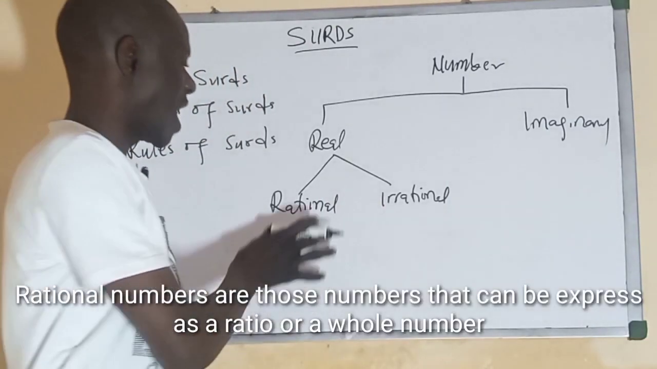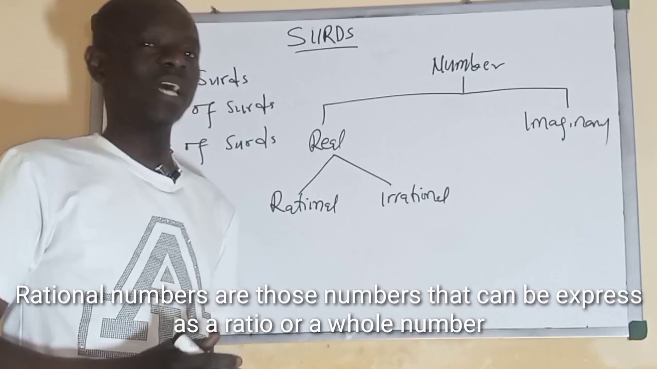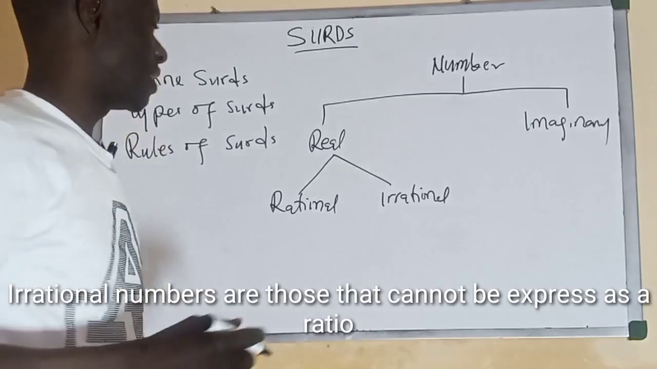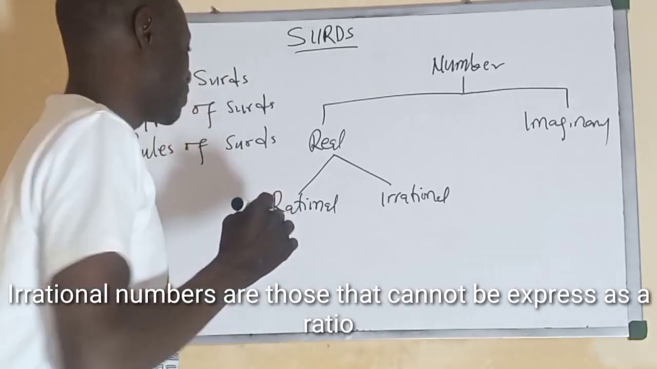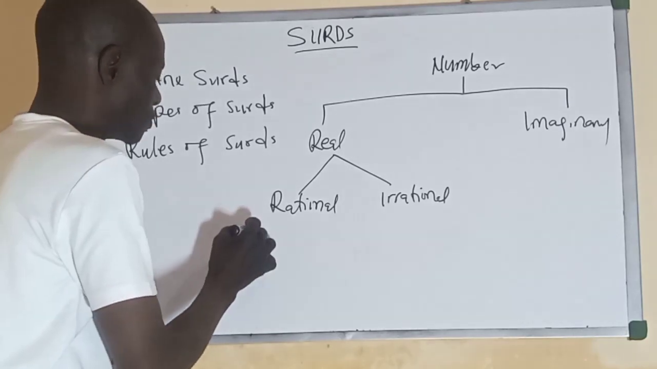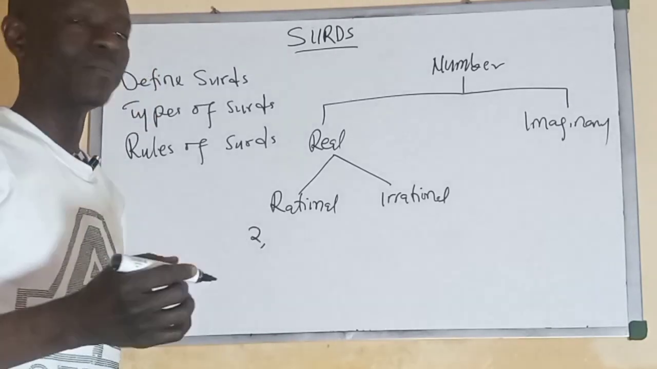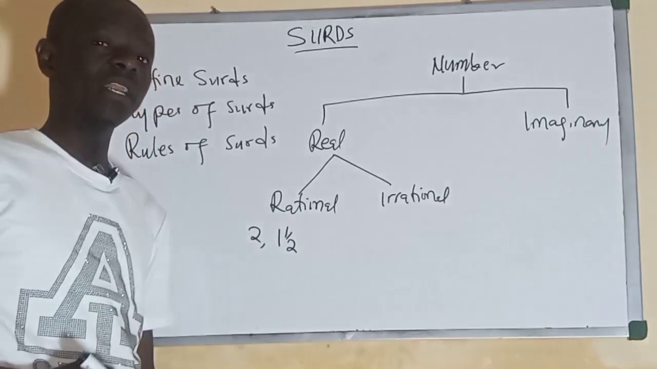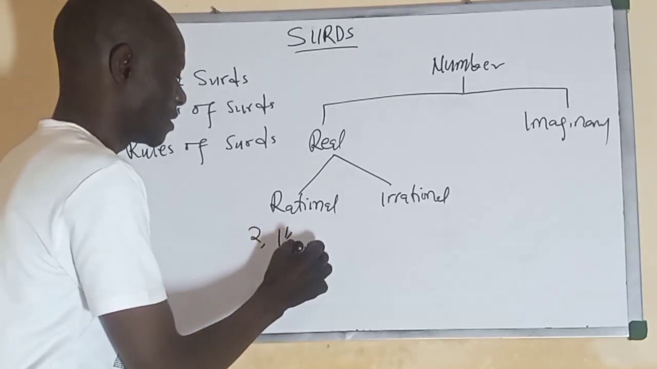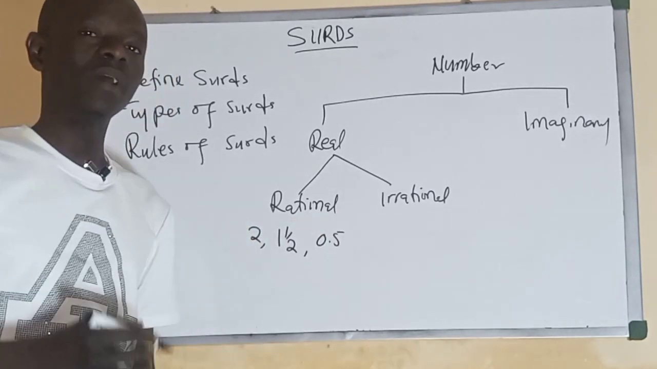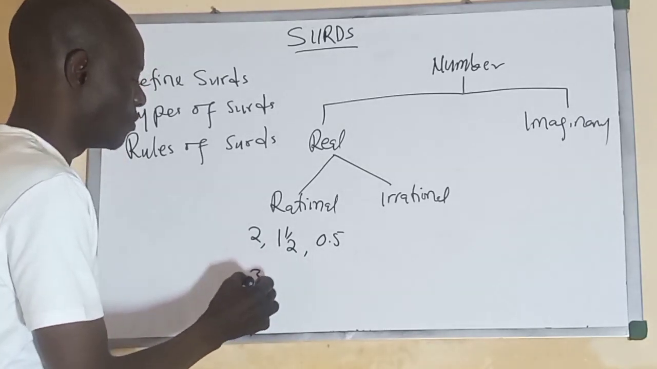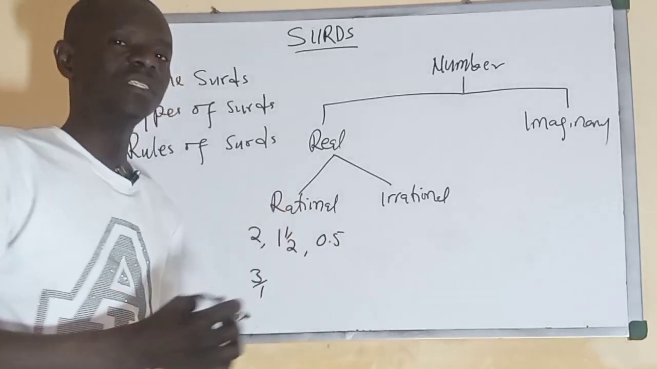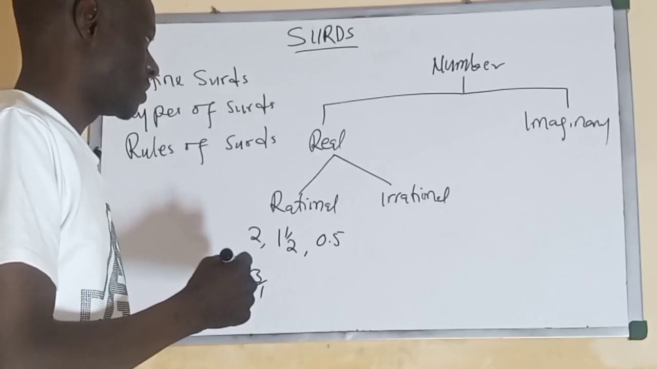So rational numbers are those numbers that can be expressed as a ratio, whereas irrational numbers are those numbers that cannot be expressed as a ratio. Let us see examples of rational numbers, like 2. 2 is an example of a rational number, and 1 over 2 is an example of a rational number. 0.5 is an example of a rational number. 3 over 1 is an example of a rational number. All these numbers can be expressed as a ratio of numbers.